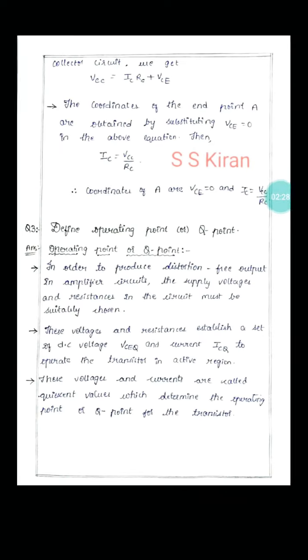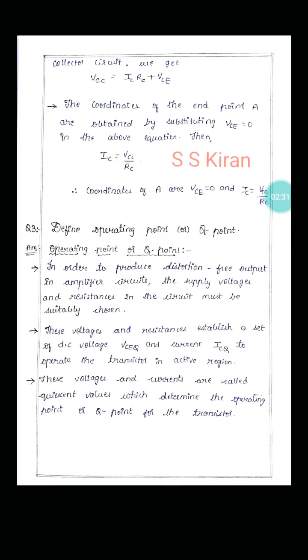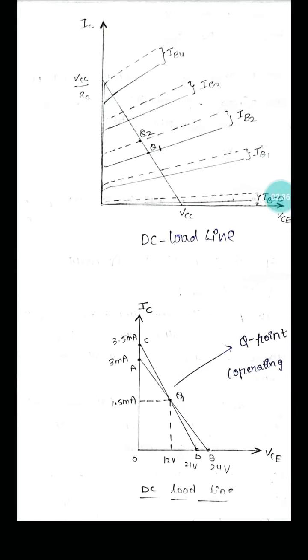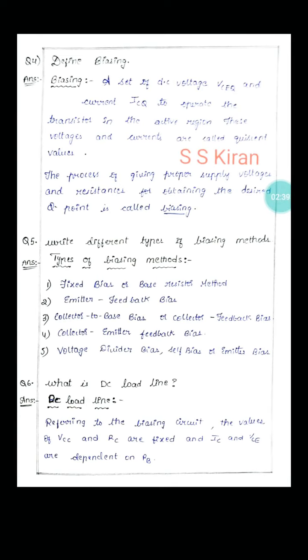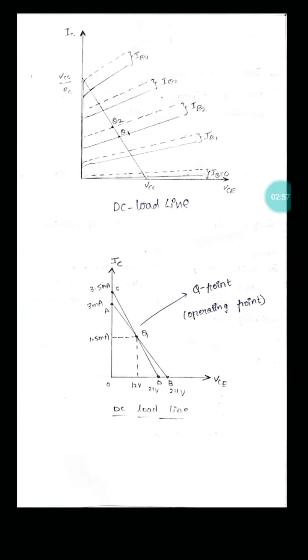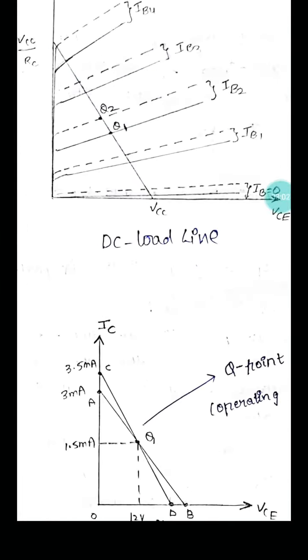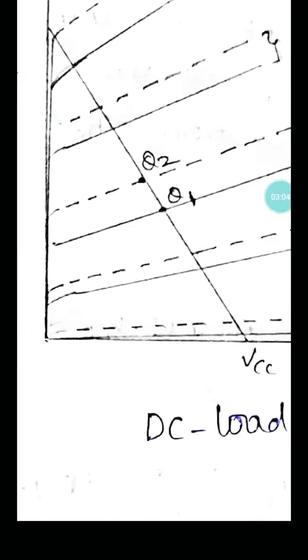Actually what is our question? Define operating point. This Q point you can observe here. Now define biasing. What is biasing? Biasing means, I explained in the previous question, a set of DC voltage, that is VCEQ, and current ICEQ to operate the transistor in the active region. Obviously, here you can observe there are 3 regions. This is the cutoff region, the middle one active region, here saturation region.